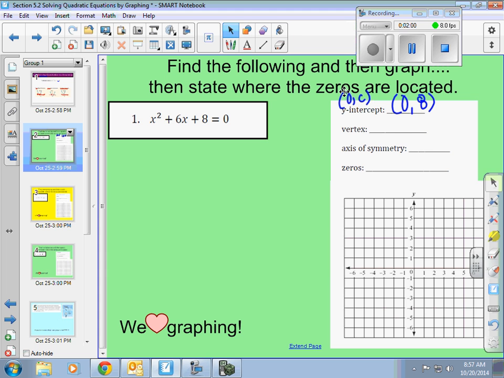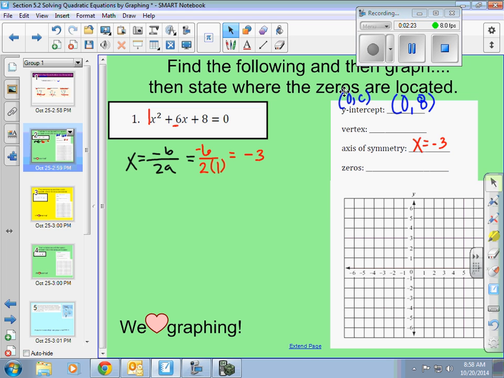Then my vertex I find by opposite of b over 2a. So my b is 6. So negative 6 over 2 times 1. So I have negative 6 over 2, which is negative 3. So x equals negative 3 is my axis of symmetry.